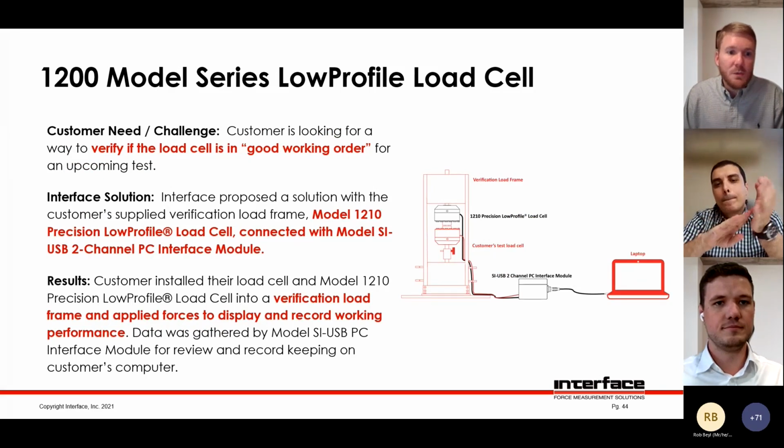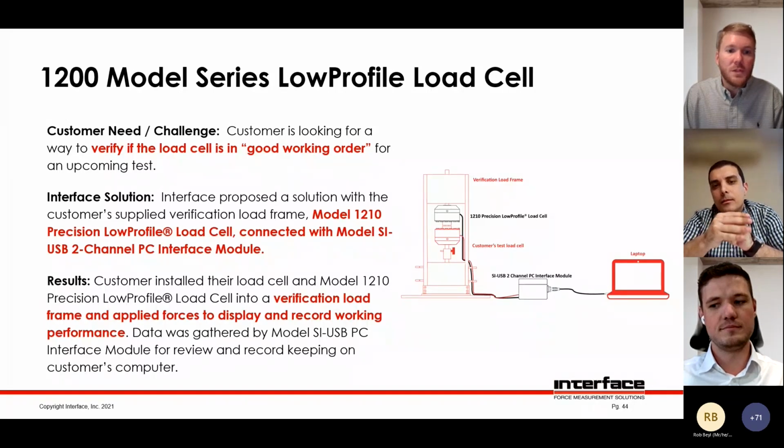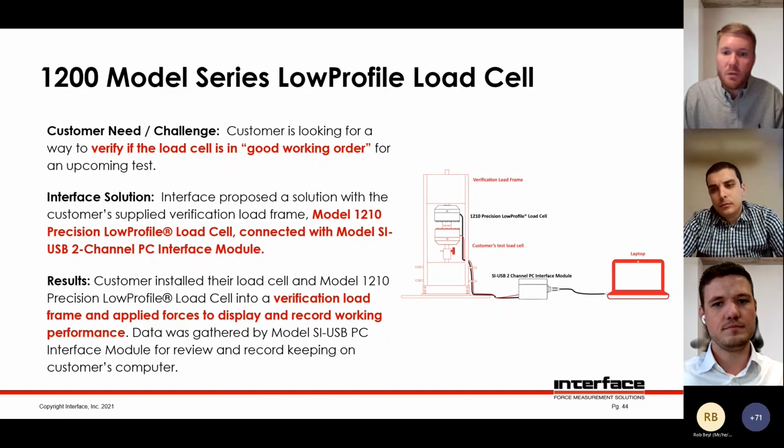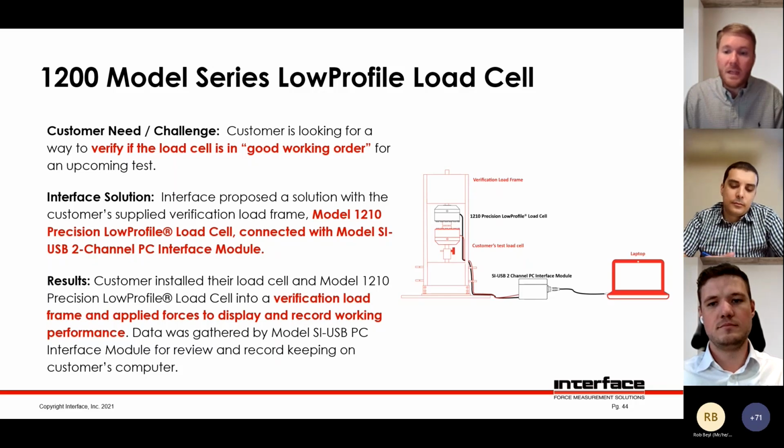So next, a customer was looking to make sure that their load cell was in good working order for an upcoming test. Low profile load cells are very good when there may be bending moments or misalignment. The customer had multiple machines with multiple load cells, and you might start having issues. Well, what do you do? First thing might be to check the load cell.